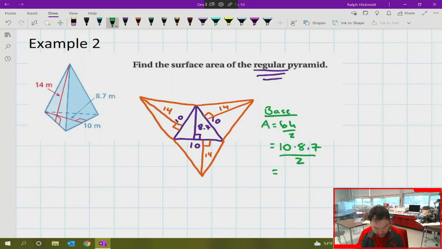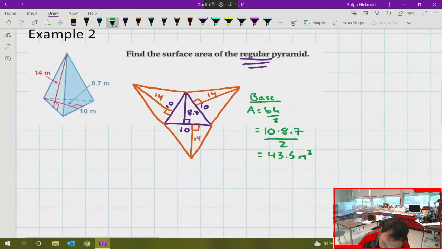So 10 times 8.7 divided by 2 comes out to be 43.5, and it's meters squared. So that's that purple bottom piece. Now I'm going to do the lateral faces. If you notice with the lateral faces on this piece, there are 3, and they're all congruent. So I'm just going to put times 3 here as a way to remind myself to multiply by 3 at the end.